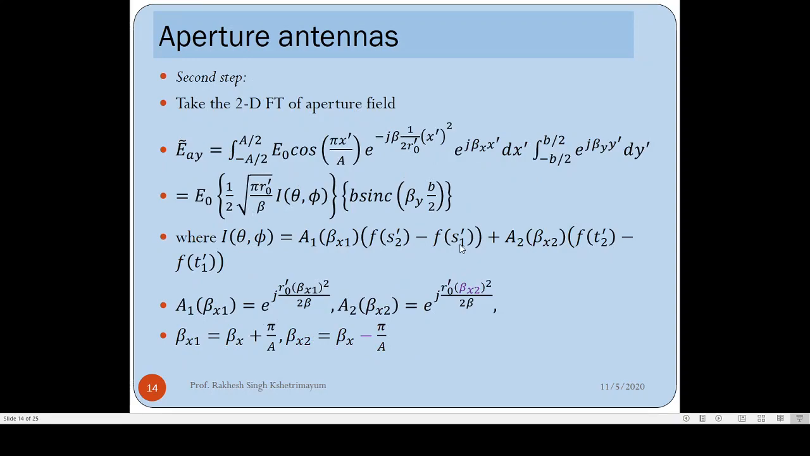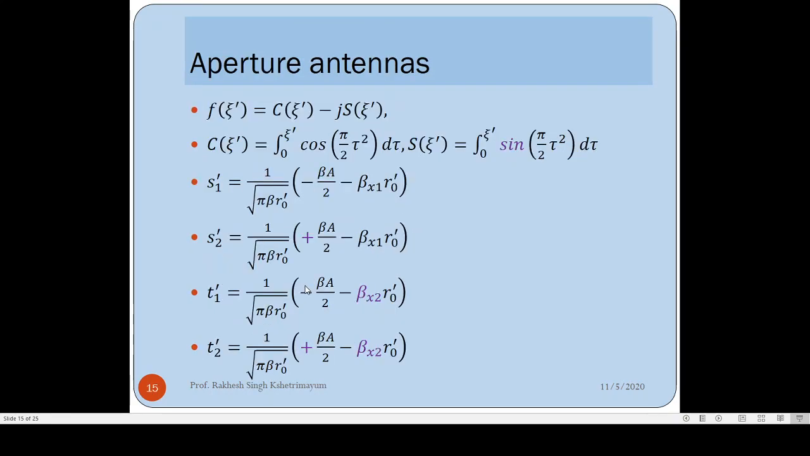And we also have s1 dash, s2 dash, t1 dash, t2 dash. So s1 dash is 1 by square root of pi beta r naught dash, times minus beta a by 2 minus beta x1 r naught dash. If I want to get s2 dash, just change the minus symbol to plus here. If I want to get t1 dash, I will just change this beta x1 from the first expression to beta x2. And if I want to get t2 dash, I will change the sign to plus and this one to beta x2. So if you know s1 dash, you can easily write down s2 dash, t1 dash, and t2 dash. And if you know the cosine Fresnel integral, you can also write down the sine Fresnel integral by changing cosine to the sine function.